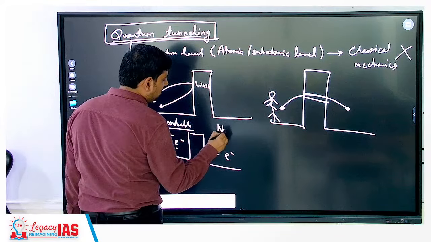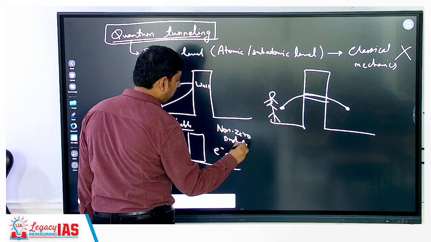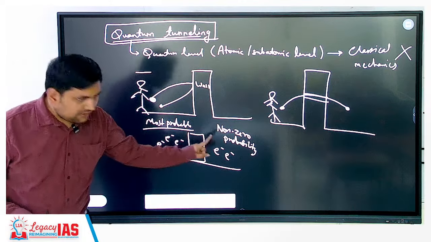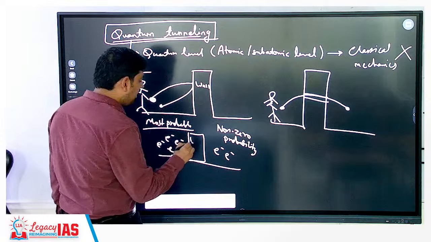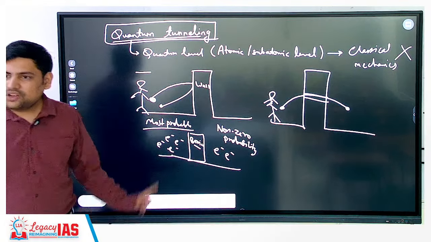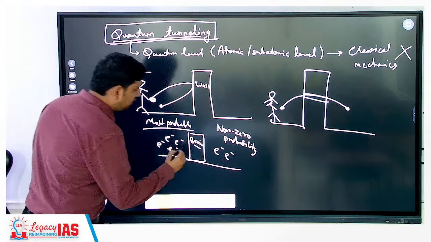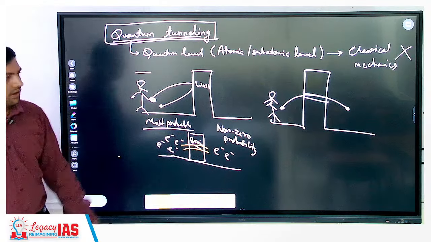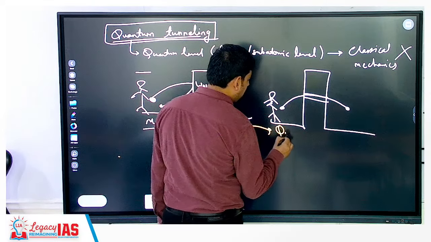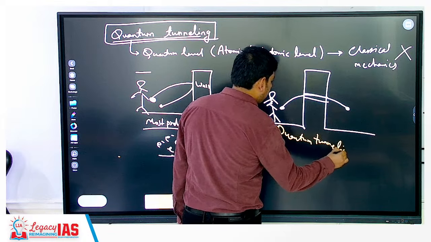This is called non-zero probability. So electrons, even with this barrier, have a non-zero probability of being on the other side. Now, why is this non-zero? This is because of a phenomenon called quantum tunneling. That is the tunnel that I made there also.